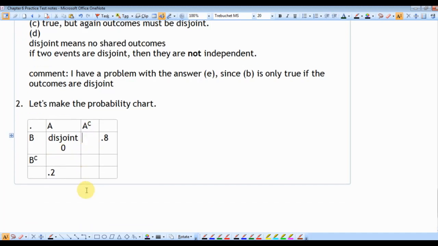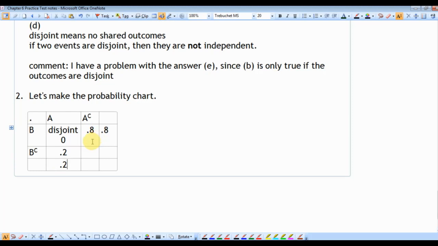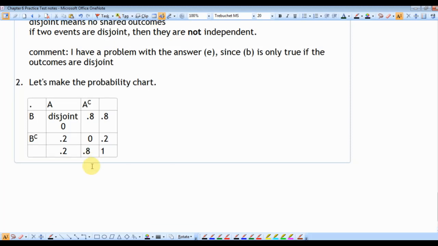Okay. So if they're disjoint, that gives me a 0. That means this one has to be 0.8. This one has to be 0.2. All the cells need to add up to 1, right? So 0.8 plus 0.2 is 1 already, so that needs to be 0. And this is 0.2. Everything adds up to 1. Okay? So not only are they disjoint, they are also complementary.